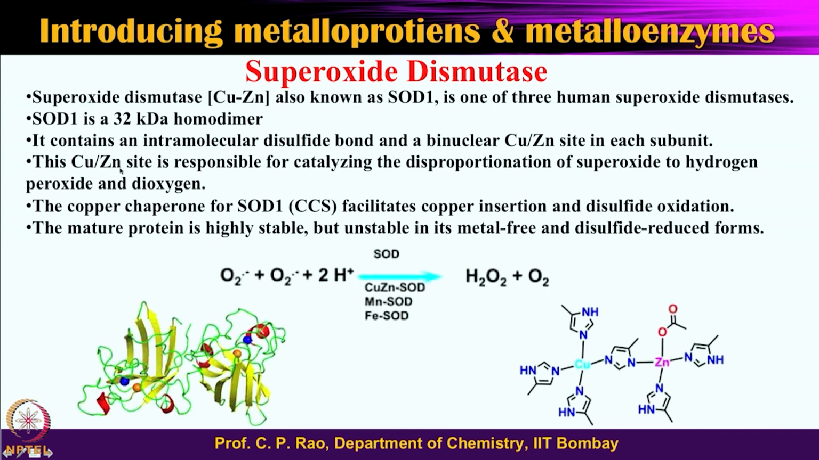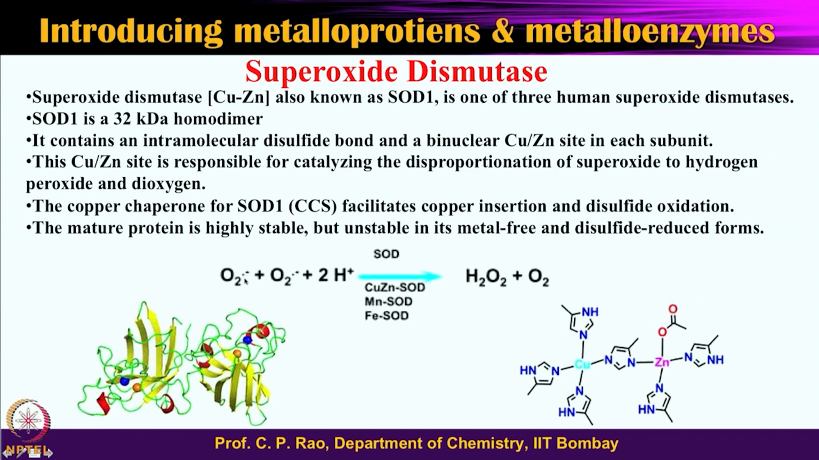Suppose I replace zinc by cobalt, zinc by nickel, still we can have the activity. But if I replace the copper center by something else, no activity, the activity drops down dramatically. In the biological system, the copper chaperone for SOD1 facilitates the copper insertion, and also causes disulfide oxidation to structurally form this. So, the mature protein is highly stable, but unstable in its metal free and disulfide reduced form. If it does not have a disulfide, the protein is not stable. If it does not have a metal, it is not stable.